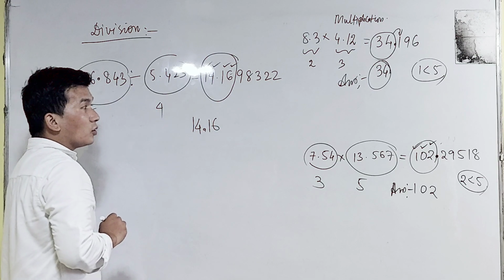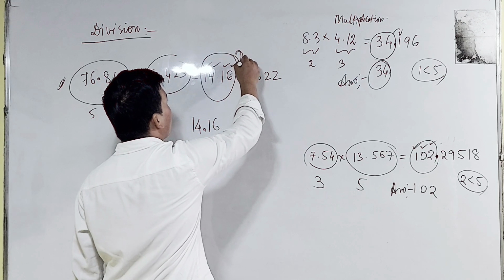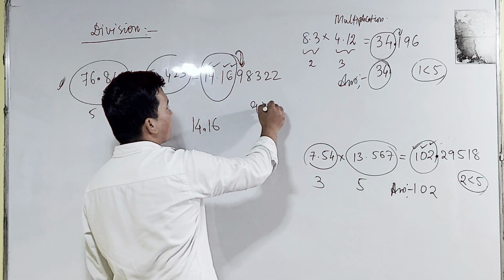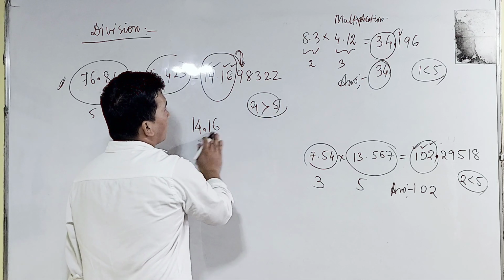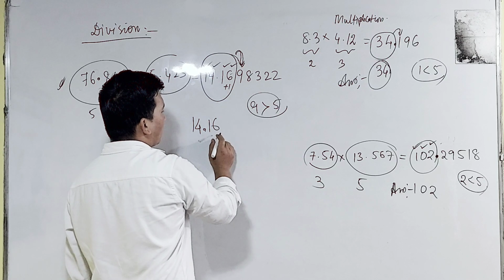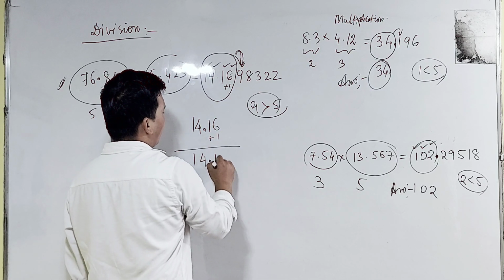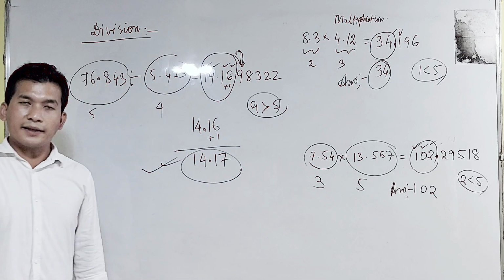Is it correct? No. We have to check the leftover digits first. Leftover digit, the second one: this 9 is greater than 5. So we are going to add plus 1 to the 6. Our answer will be very simple: 14.17 will be the correct answer. Is that understood or not?